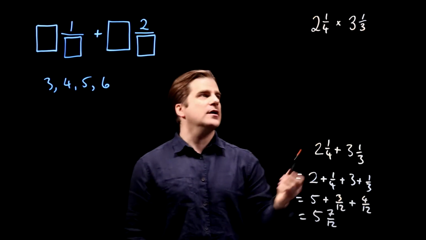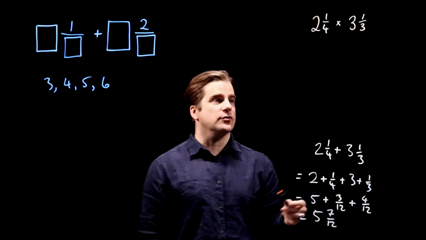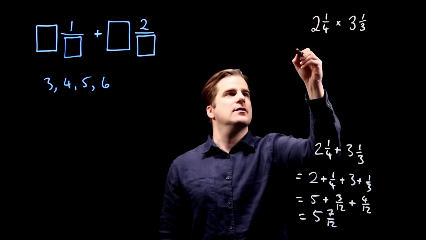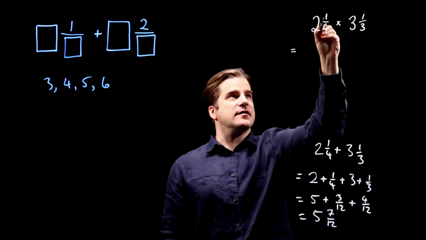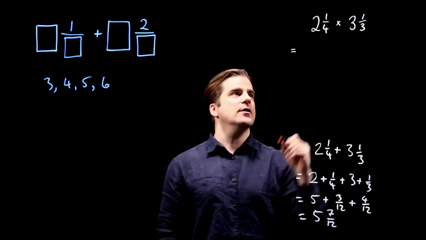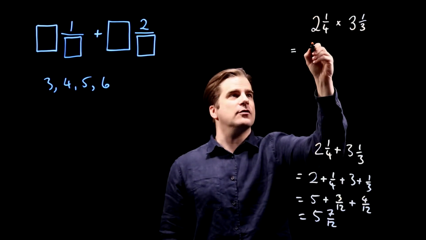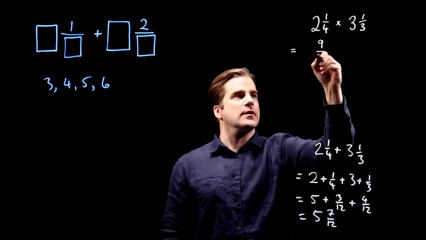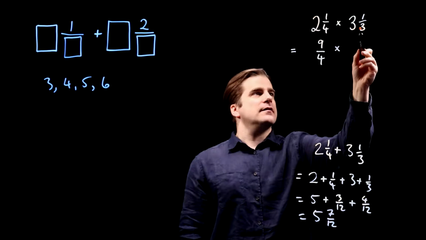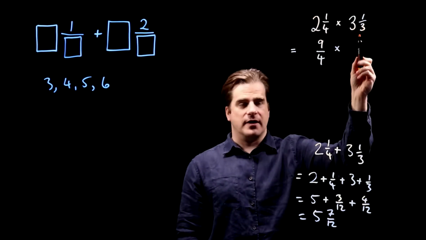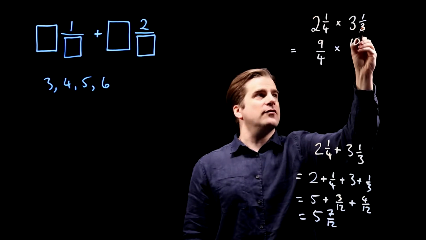What you have to do is rewrite these as improper fractions or top-heavy fractions, okay? And to do that, you do that times that plus that over that. So it's 4 times 2 is 8 plus 1 is 9 over 4. Okay? Times that times that plus that over 3. So 3 times 3 is 9 plus 1 is 10 over 3.